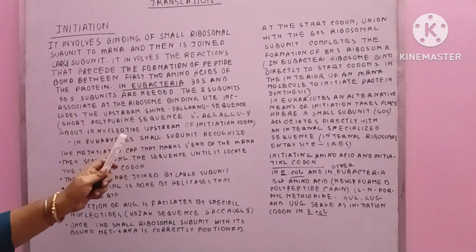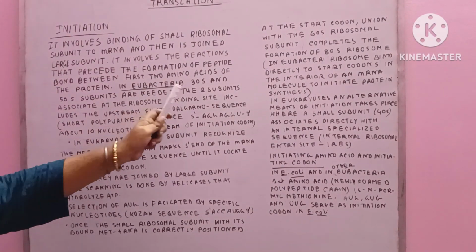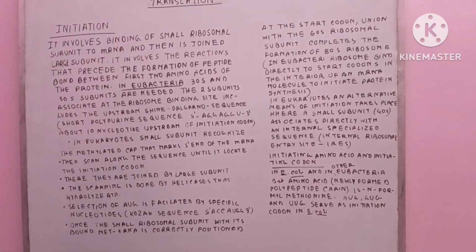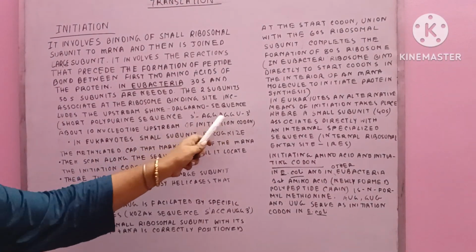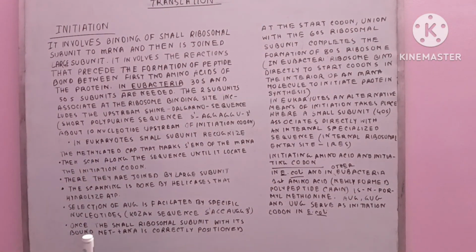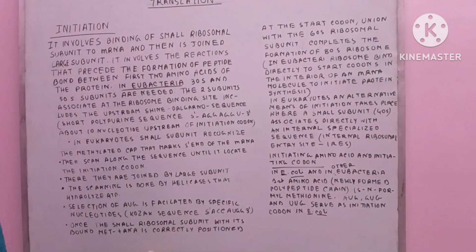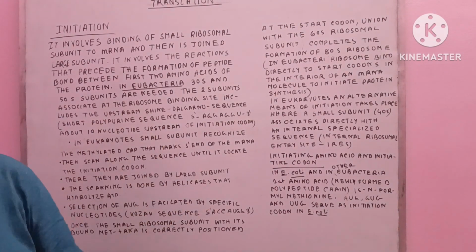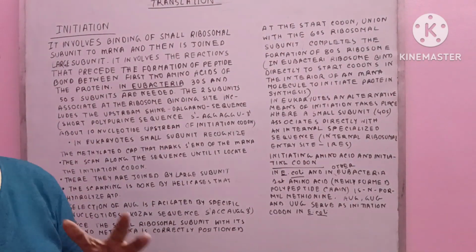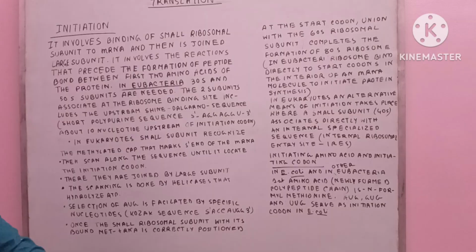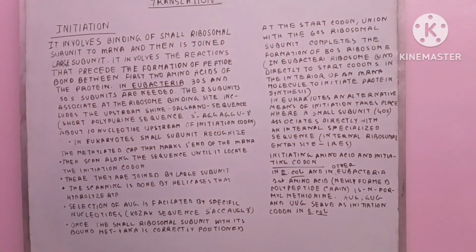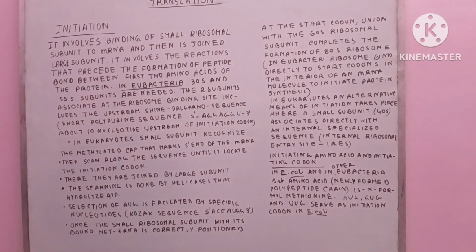So what is happening here? The two subunits bind with each other, and where do they bind? They bind to the short sequence of the upstream. You all know that there are two directions, upstream and downstream. 5 prime to 3 prime is called the upstream, and downstream is 3 prime to 5 prime. So they always bind with the upstream.